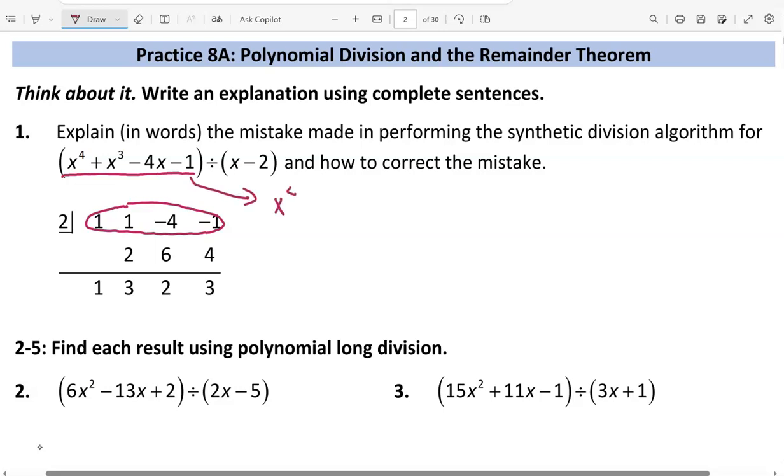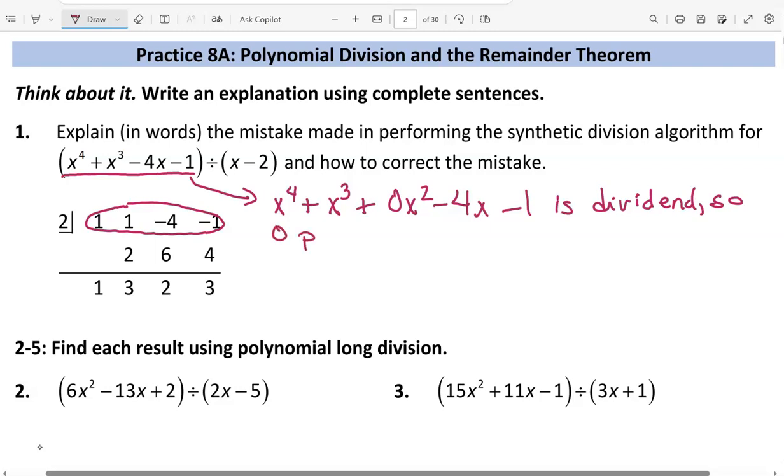So x to the fourth plus x to the third plus 0x squared minus 4x minus 1 is the dividend. So a zero placeholder must be used. So let's do our synthetic division correctly.